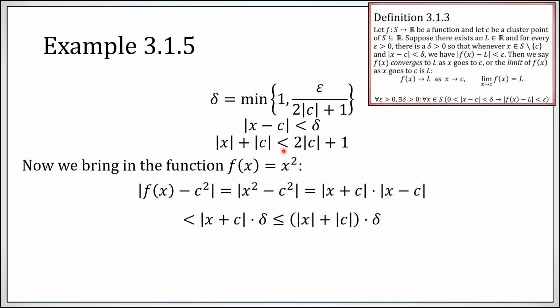Now we're going to use this inequality we derived earlier. This is less than or equal to 2 times the absolute value of c plus 1 times delta, but remember that delta was actually the minimum of 1 or this seemingly arbitrary quantity. And that's where this quantity came from. Why did we pick delta the way we did, specifically for what's about to happen? 2 times the absolute value of c plus 1 times delta is definitely less than epsilon. So overall, we had that the absolute value of f of x minus c squared is less than epsilon.